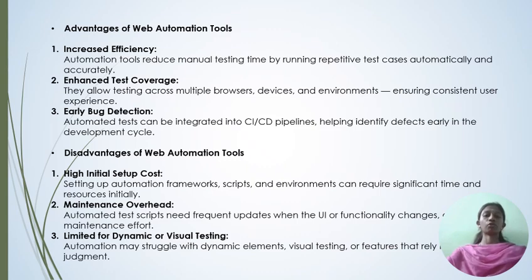Disadvantages of automation tools. High initial setup cost. Setting up automation frameworks, test scripts, and environments requires time, tools, and skilled testers. Maintenance overhead. Whenever the application interface changes, test scripts must be updated, which can become time consuming. Limited for visual or dynamic testing. Automation cannot easily handle visual layout checks or dynamic elements that change frequently. Sometimes human judgment is still needed.